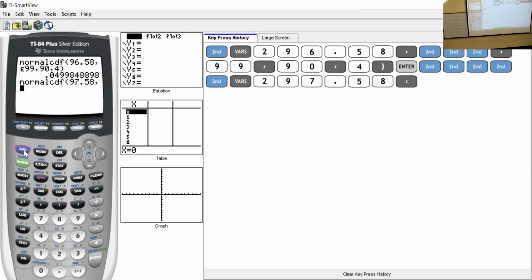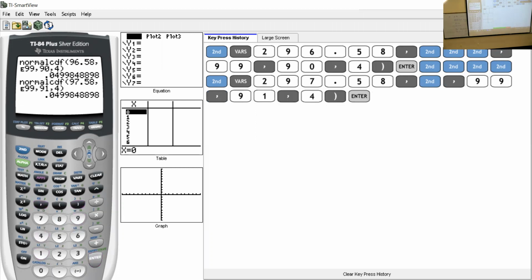97.58, comma, E99, 91, comma, 4. And you do all that, you still end up getting 0.04998. Well, that sort of tells us no matter what mean you have, whether it's 90, whether it's 91, doesn't matter.